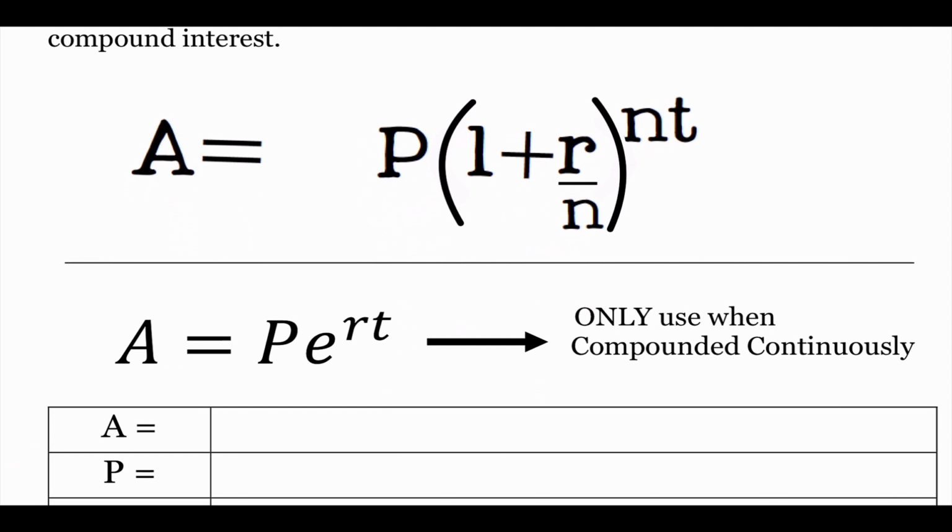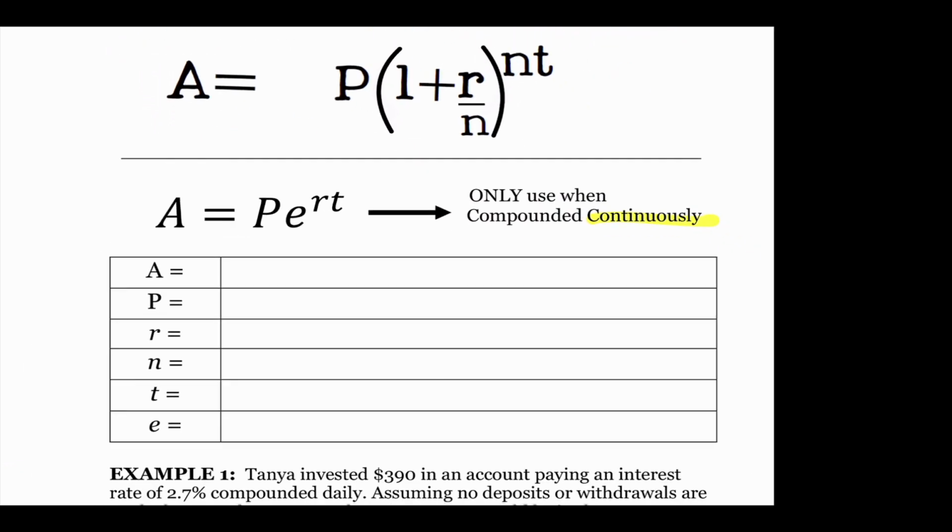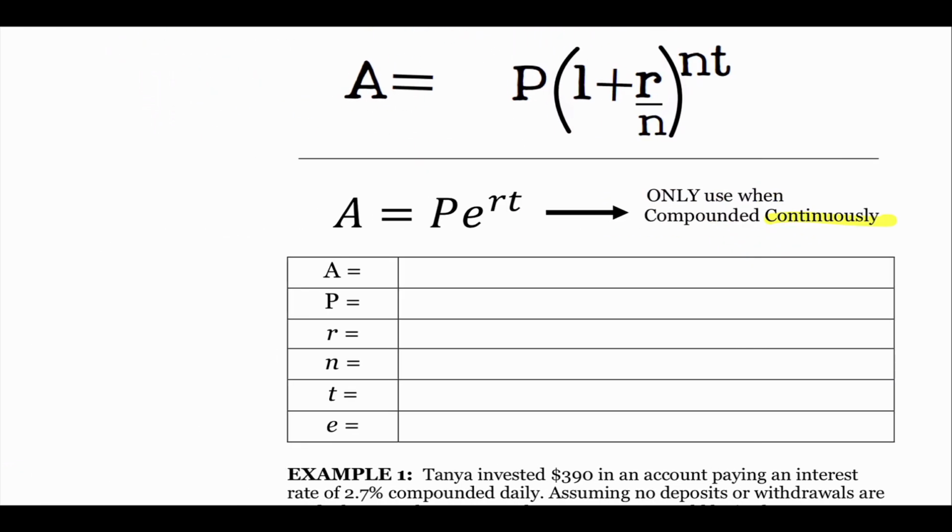So the first one we use almost all of the time. The second one we only use if it's compounded, what we call continuously. If they use that word continuously, we use the second formula. Okay, so let's write down, I kind of have it on the board, but let's write down what each of these letters mean.